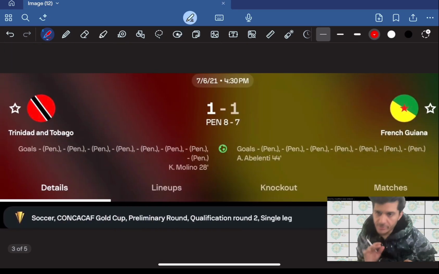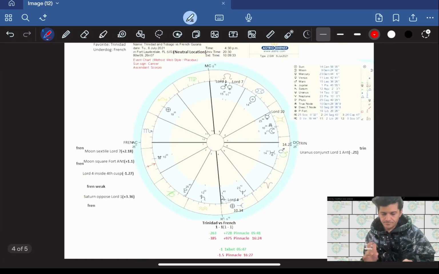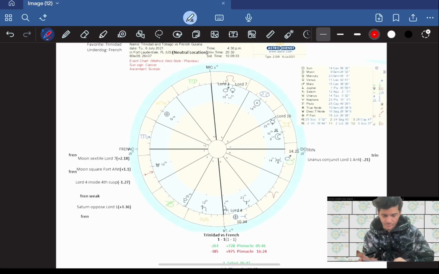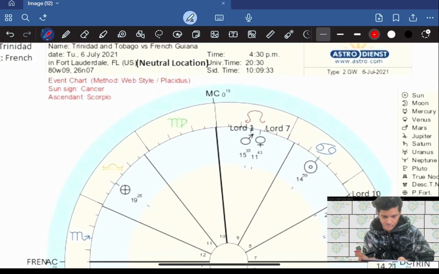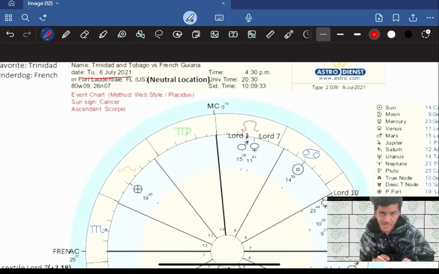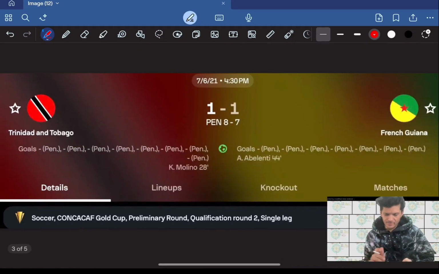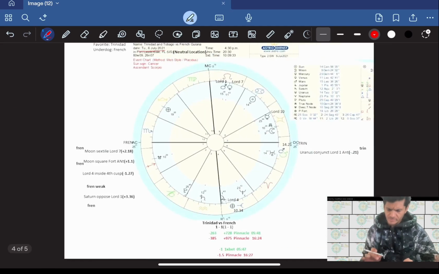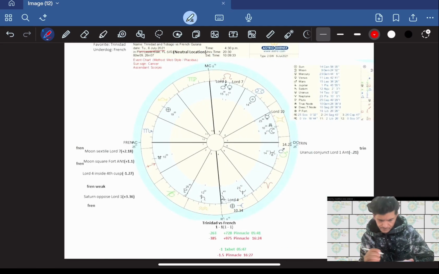Now, I looked into my database and I found a similar chart. Not identical, but similar. To be 100%, it has to be identical. I'll show you here. So why is this similar? Here's the chart, by the way: Tuesday, 6th July 2021. A soccer match between Trinidad and French Guyana. This was the CONCACAF Gold Cup, the North and Central America qualification.